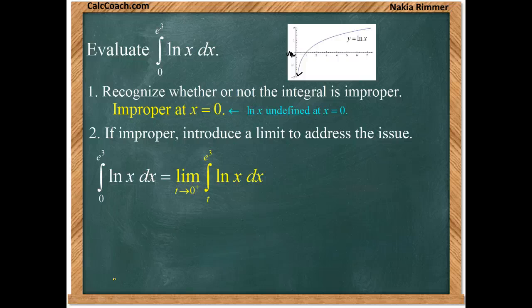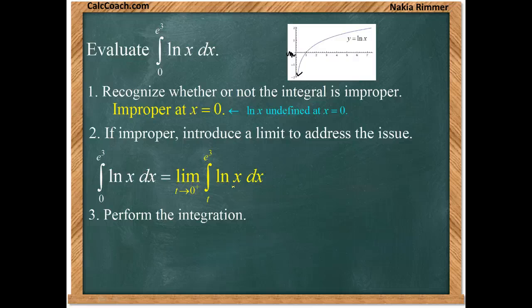We'll approach 0 from the right-hand side with the variable t. This will allow us to perform the integral, and then we can evaluate the limit. But this is not an easy integral. What function has natural log of x as its derivative? It's not an easy question to answer. So to perform the integration, we're going to have to use integration by parts.